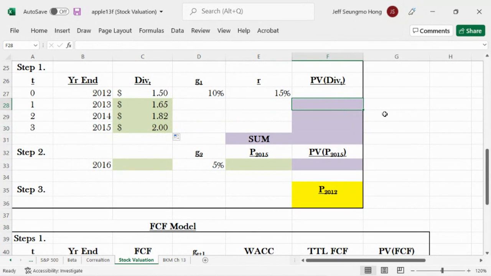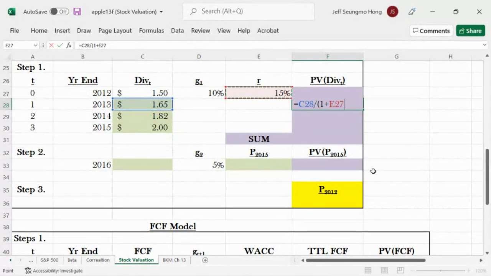Now we find the present value of all these dividends, right? We know all we need to do is simply discount it. Divide it by, where is our required return, 15%, right? And we lock it because I'm going to drag it down. We lock that, F4. Okay, and then raise it to 1.